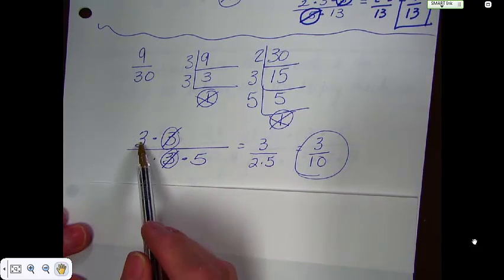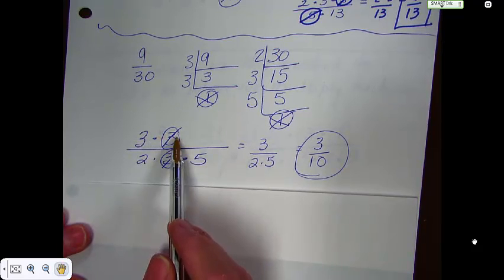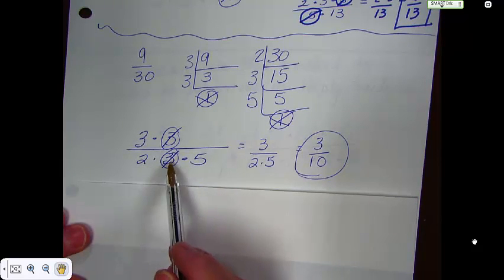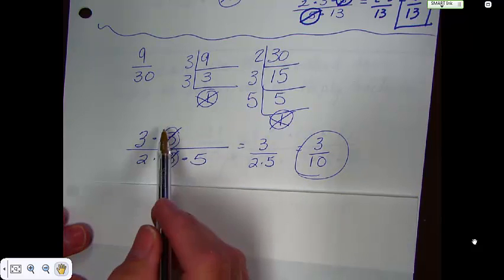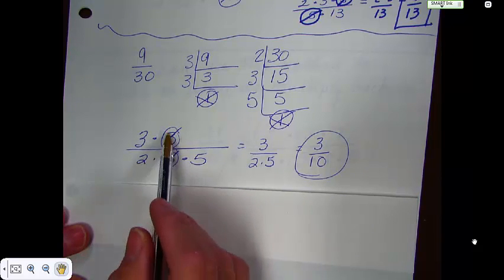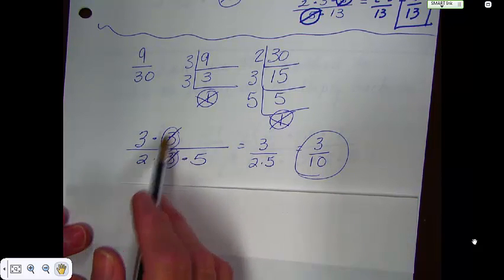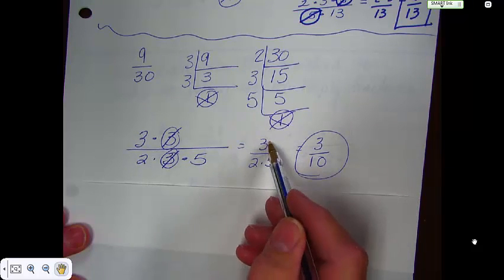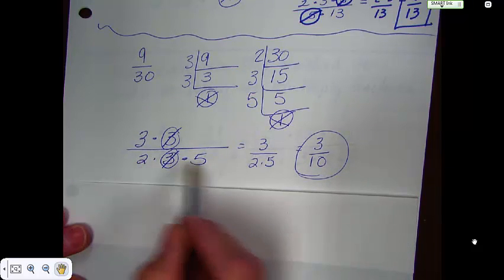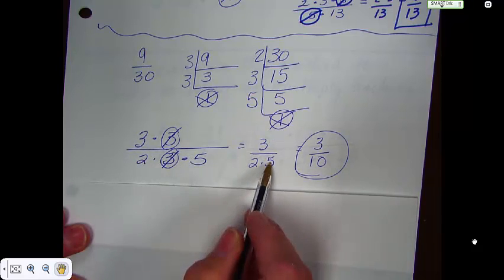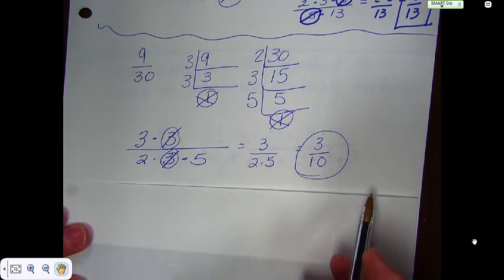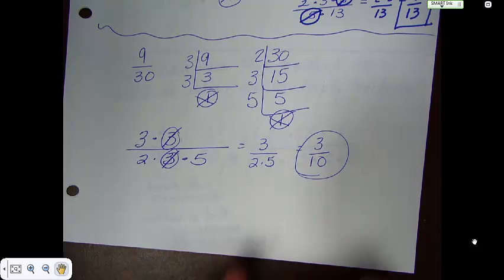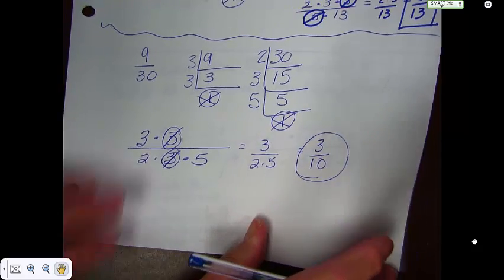Okay, so you end up with 3 times 3 on the top, which of course is your 9, and 2 times 3, which is your 6 times 5 is 30 on the bottom. Common to both the top and the bottom is only the 3. So you cross out the 3, you're left with 3 over 2 times 5. 3 over 10, reduced fraction. Pretty slick. It really works really nicely.